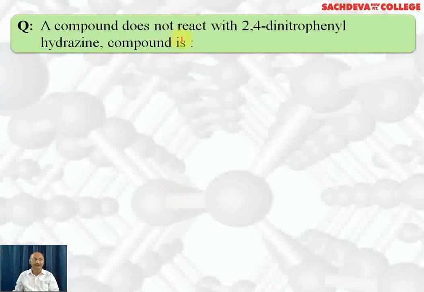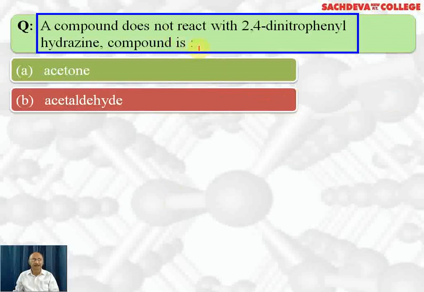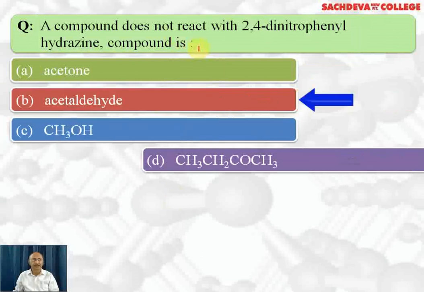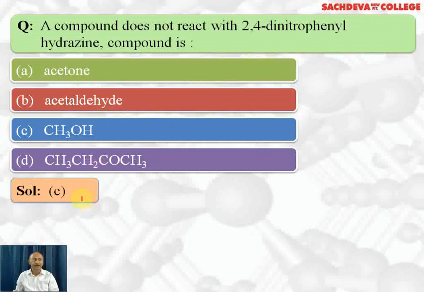Next, which compound does not react with 2,4-DNP? The compound is acetone, acetaldehyde, methyl alcohol or 2-butanone. Correct answer is methanol because methanol is an alcohol and does not give the 2,4-DNP test. Acetone, acetaldehyde, 2-butanone all will give the 2,4-DNP test. This is a characteristic test for the carbonyl group and not for alcohol.